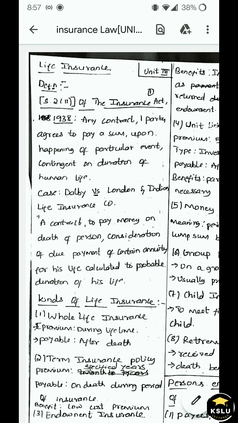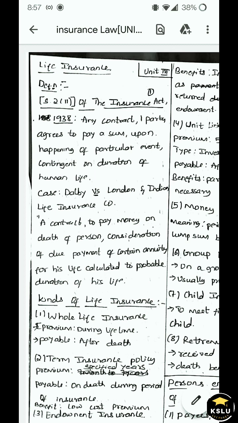In the case law Talby versus London and Indian Life Insurance Co., life insurance was defined as a contract to pay money on death of a person on consideration of due payment of certain annuity for his life calculated to probable duration of his life. So the premium is paid according to the life of the insured. If his age is less, then the premium will be less. If his age is more, then the premium will also be more.